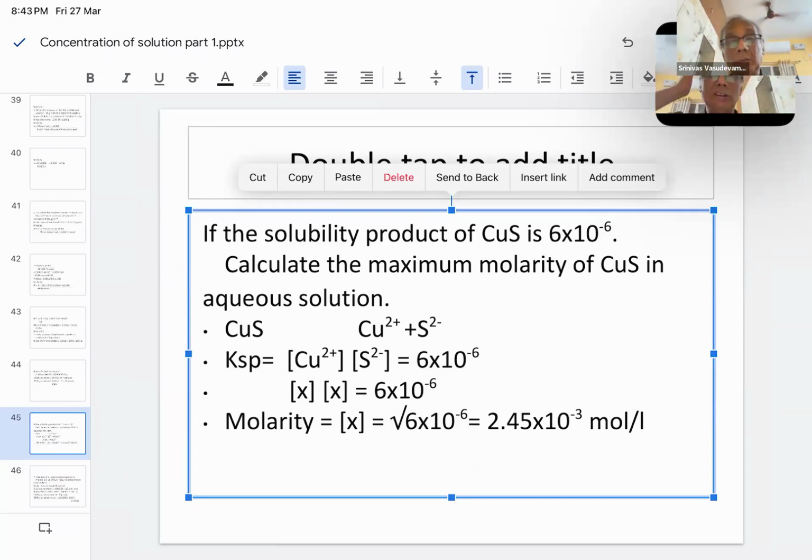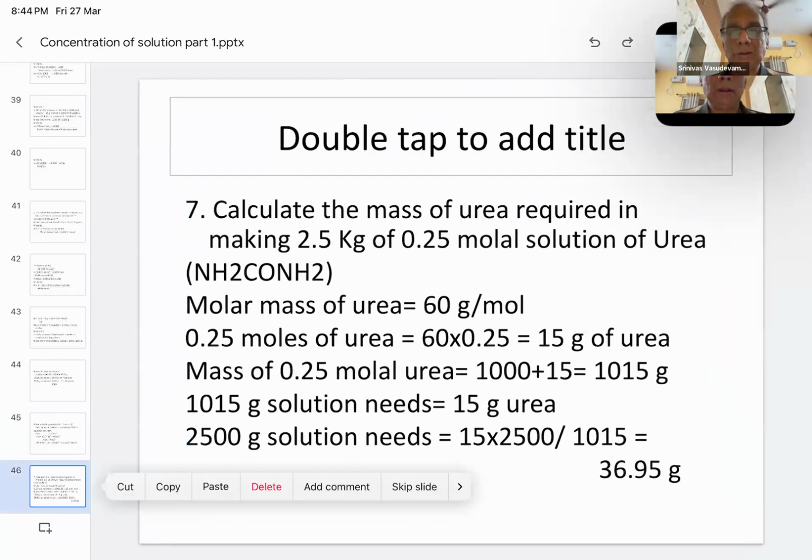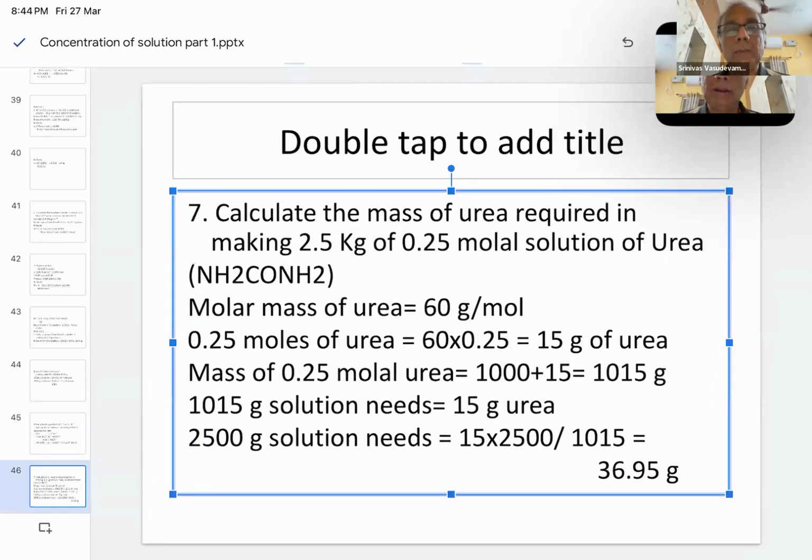So this is using the solubility product that you studied last year. Just write the formula, find out the X value, that is the molarity of the solution, maximum molarity of the solution. Last one is, again, the textbook numerical.